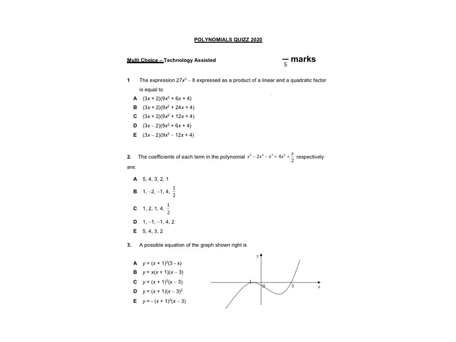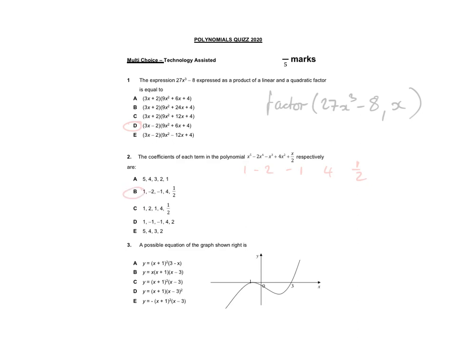So factor 27x cubed minus 8. I usually put the comma x, and when you do that, you get the answer of D. For the second one, the coefficients of each term in the polynomial. Okay, so we're just looking at the order here. So we've got a 1, we've got a -2, we've got a -1, we've got a 4, and we've got a half. So your answer there, if you match it up, is B.